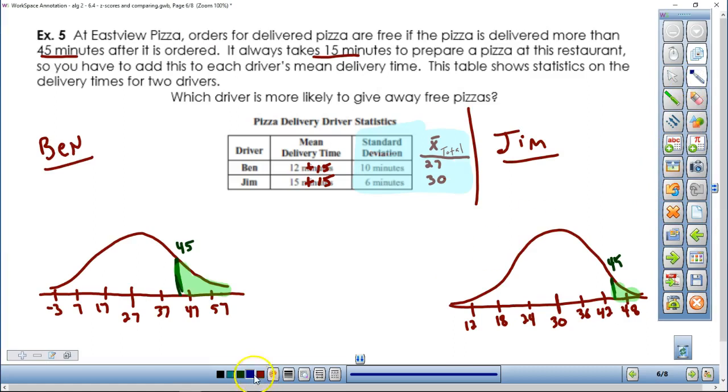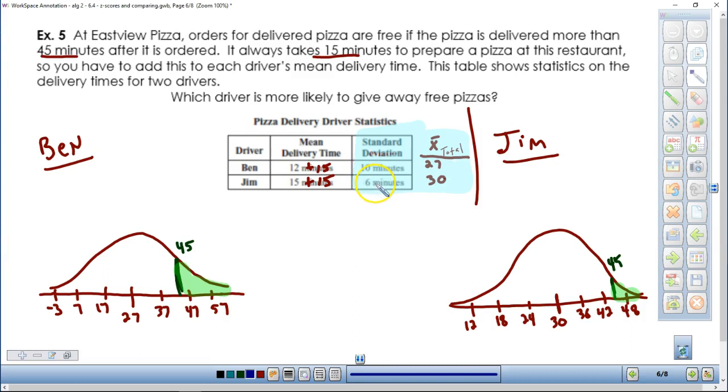Example 5. So what we have here is Eastview Pizza, where orders for delivered pizza are free if the pizza is delivered in more than 45 minutes. So that's kind of like our X value here that we're looking at. It always takes 15 minutes to prepare a pizza, and then it takes a different amount of time for drivers to deliver the pizza. Ben delivers a little more quickly at 12 minutes per pizza, but his standard deviation is larger at 10 minutes. Jim's delivery time is 15 minutes, but his standard deviation is also going to be a little bit smaller.